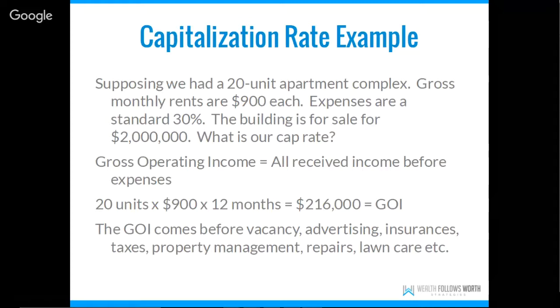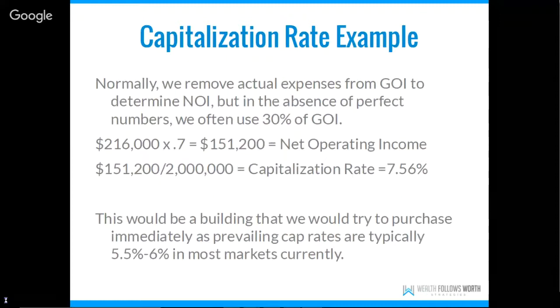And again, we don't want the gross, we want the net, but we've got to start with the gross to get the net. And the GOI comes before vacancy, advertising, insurance, taxes, property management, repairs, lawn care, all kinds of expenses like that. So you want to factor that. Now, taking these numbers to our next slide here, again, normally we remove actual expenses from the GOI, but as I mentioned, sometimes those aren't usable, and you want to take the worst case scenario on expenses. So in the absence of perfect numbers, we'll use a rough 30%. Now, if you find a building you want to buy and you use 30%, that doesn't mean you don't do your due diligence and find the actual expenses and compare that. So you want a pretty comprehensive list there.